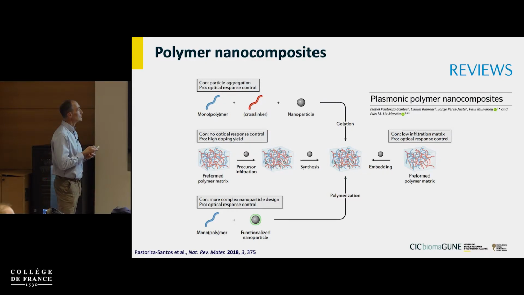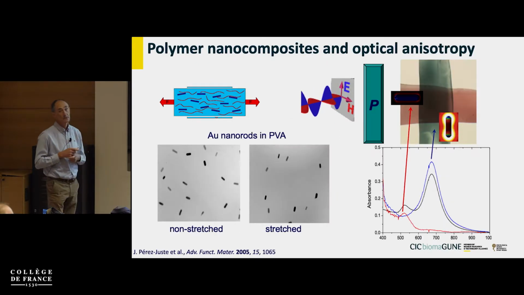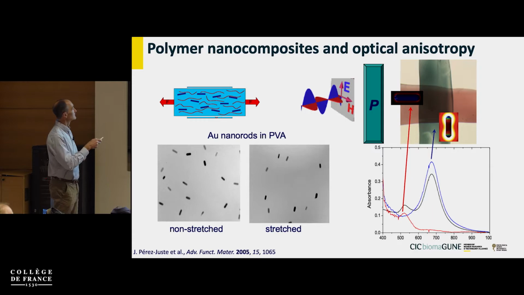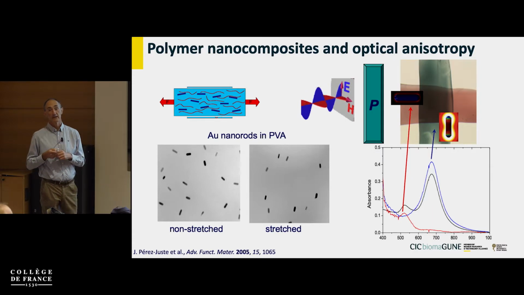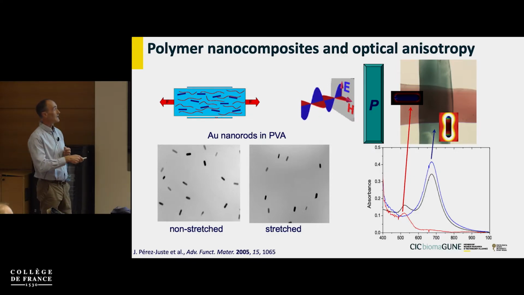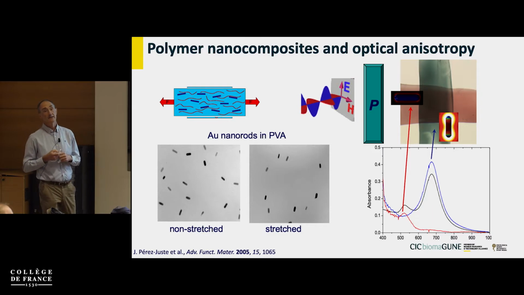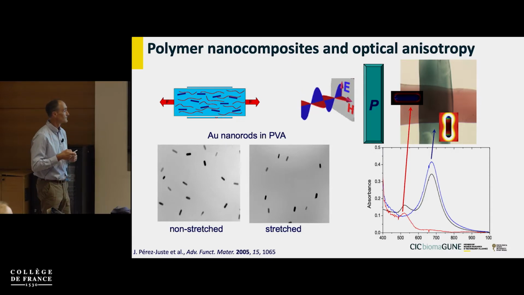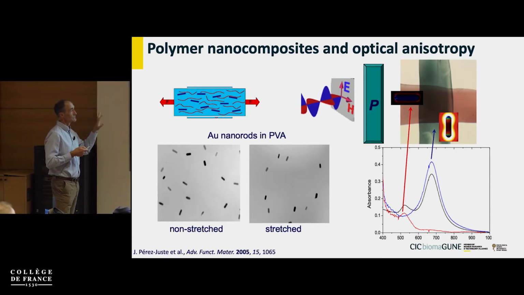I already showed you in a previous lecture an example of this, where we were mixing gold nanorods with polyvinyl alcohol in an aqueous solution and then drying everything together, obtaining a mixture that looks like this, where the gray part is the polymer and the darker areas are the nanoparticles. And then after stretching, we could align them and then demonstrate the anisotropic response of these gold nanorods in the presence of polarized light.